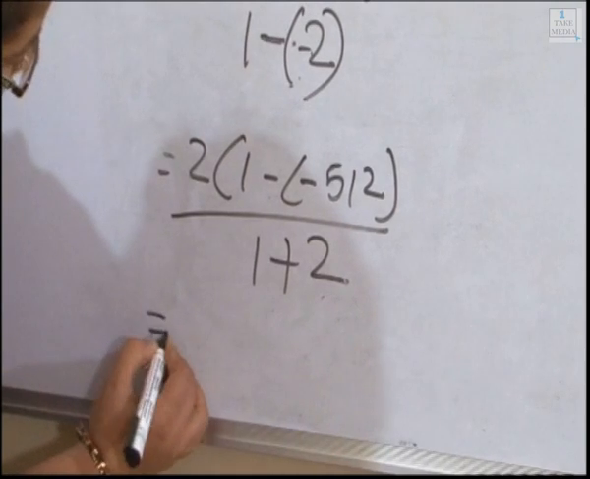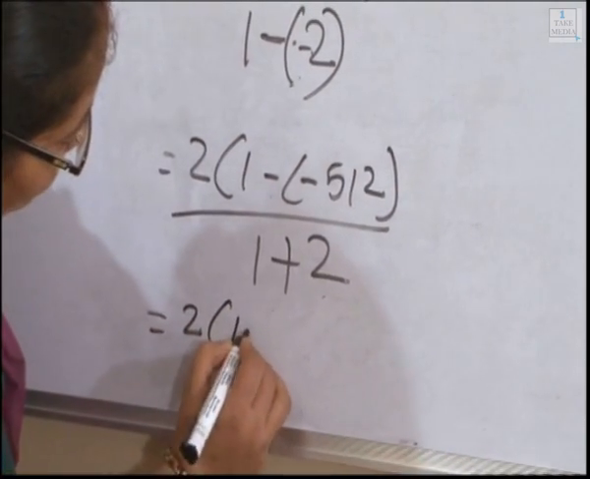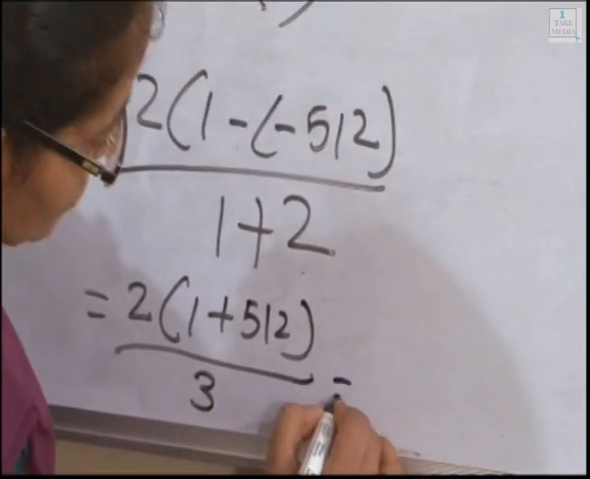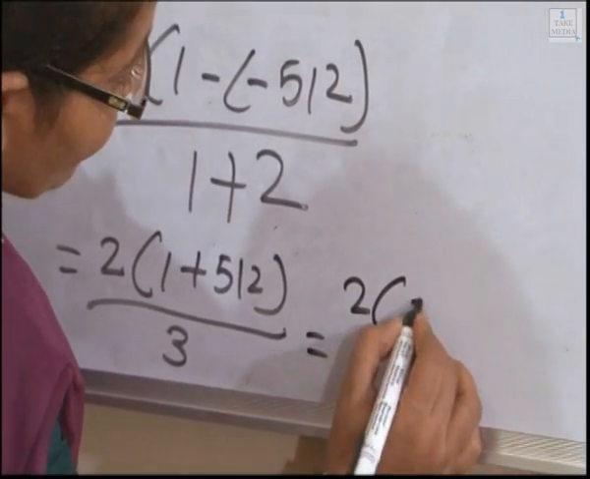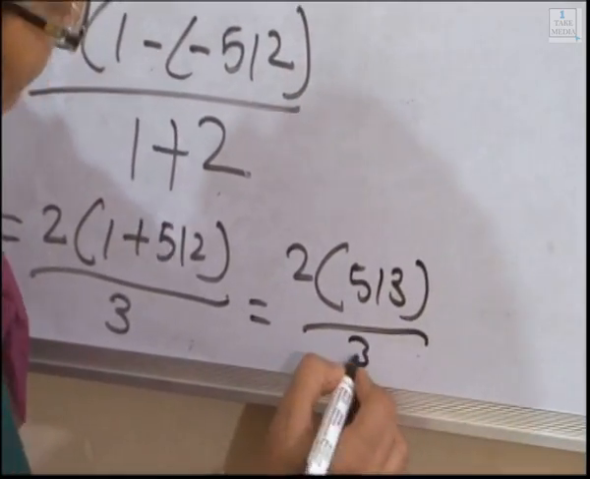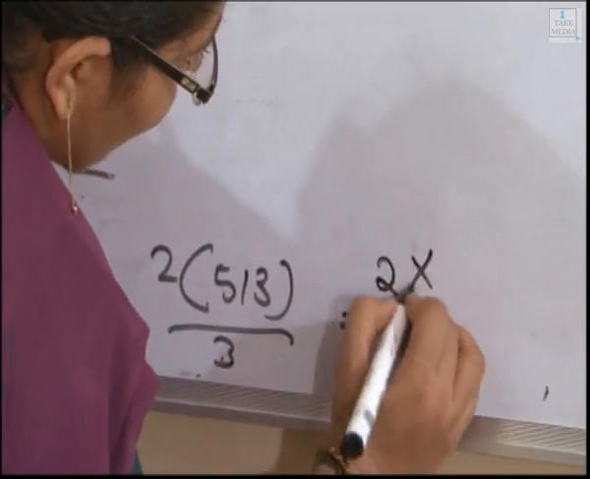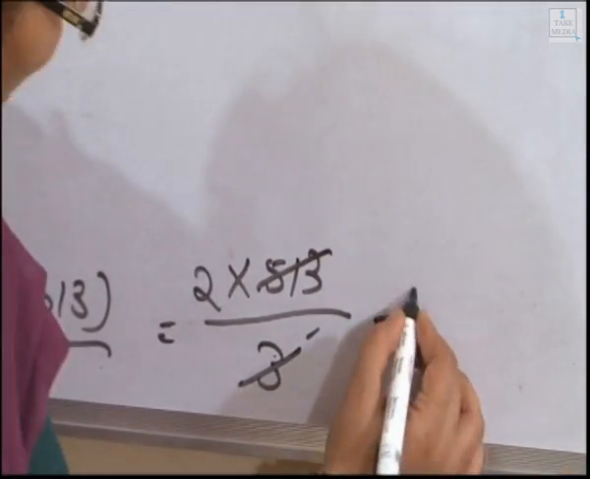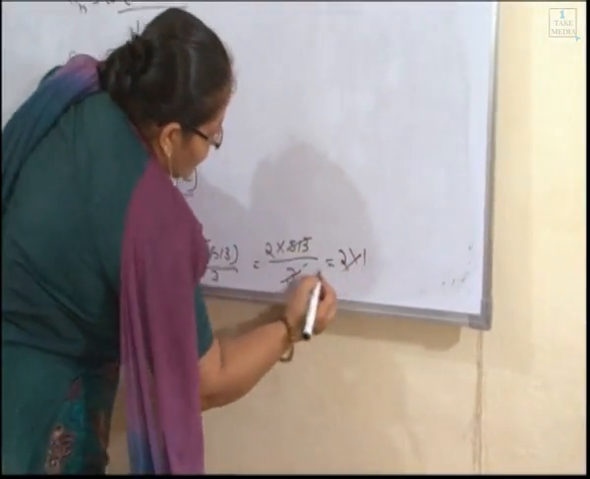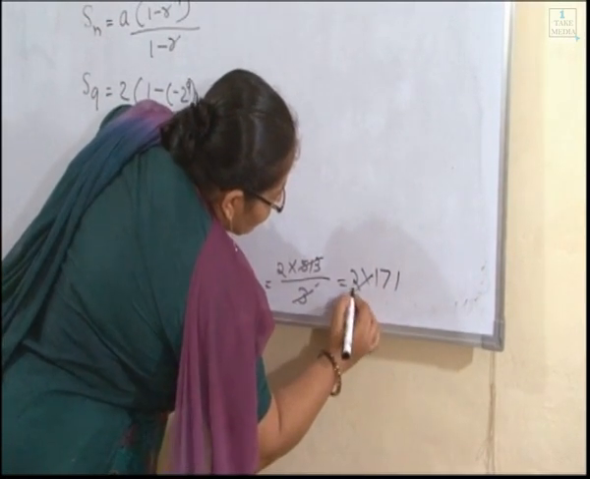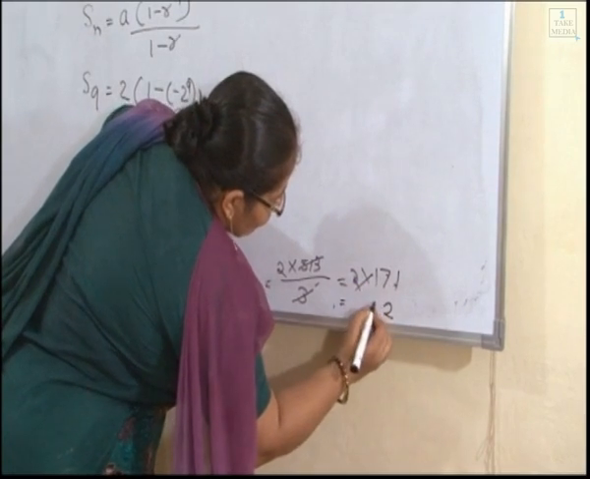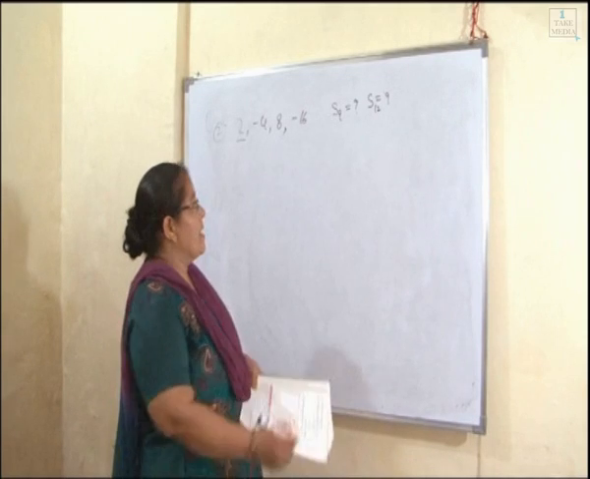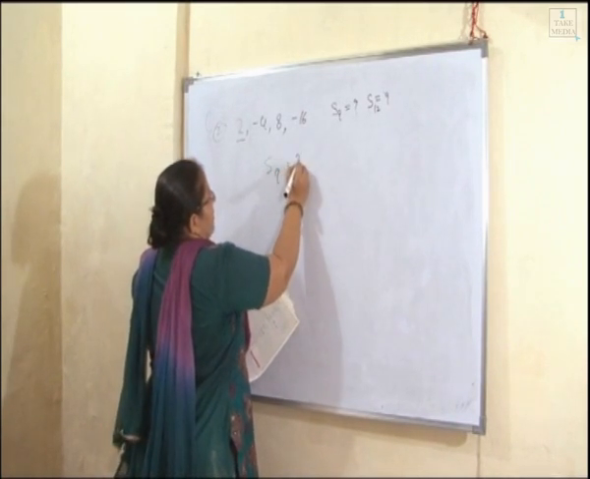Then 2 into the bracket, 1 plus 512, divided by 3. So it comes 2 into the bracket 513 upon 3. So we multiply 2 by 513 divided by 3. We will cancel by 3. So 3 ones are 3, 3 sevens are 21, and 3 ones are 3. So it comes 2 into 171. 2 ones are 2, 2 sevens are 14, carry 1, and 3. 342 is the answer. We calculated S9. The value of S9 we get is 342.